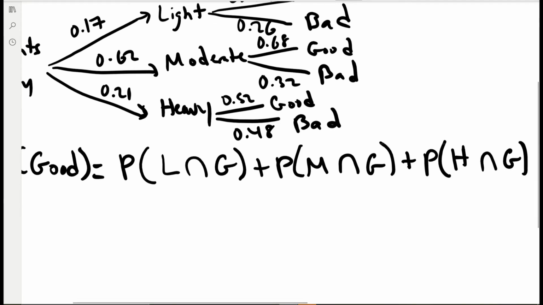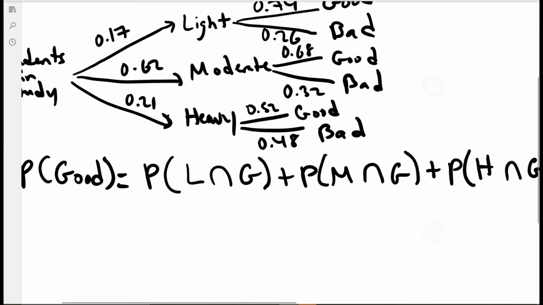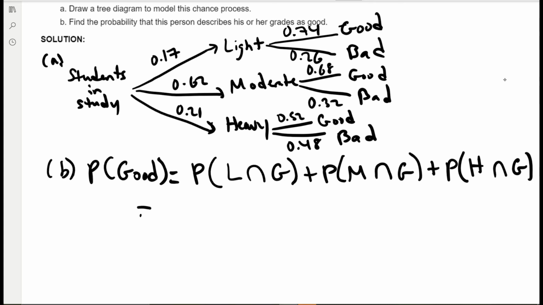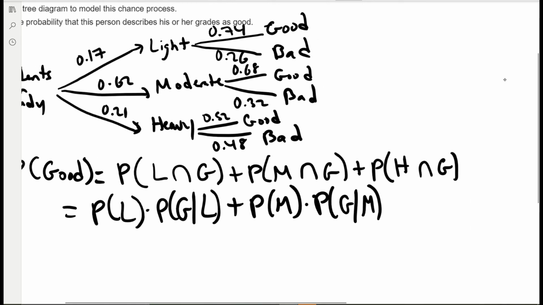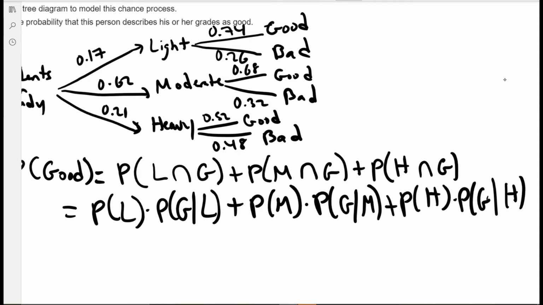In that case, we have three different multiplication rules that we got to use here, right? So we got to do the probability that he's a light user times the probability that he's good given light user, plus the probability that he's a medium user times the probability that he has good grades given medium, plus the probability that he's a heavy user times the probability that he reports good grades given that he's a heavy user.